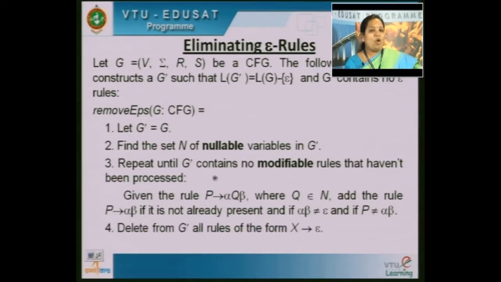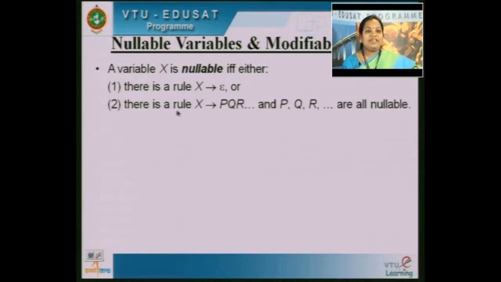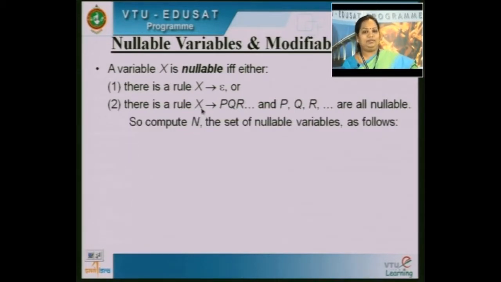Once we obtain the modifiable rules, we delete all the rules of the form X tends to epsilon from the grammar, and after deleting the nullable productions, the grammar we have is free from epsilon rules. Now, before eliminating epsilon rules, what do we mean by nullable variables and modifiable rules? A variable X is nullable if and only if there is a rule X tends to epsilon. If I have X tends to epsilon as a rule, then X is nullable. Or if there is a rule X tends to PQR and all of P, Q, R are nullable, then X is nullable.